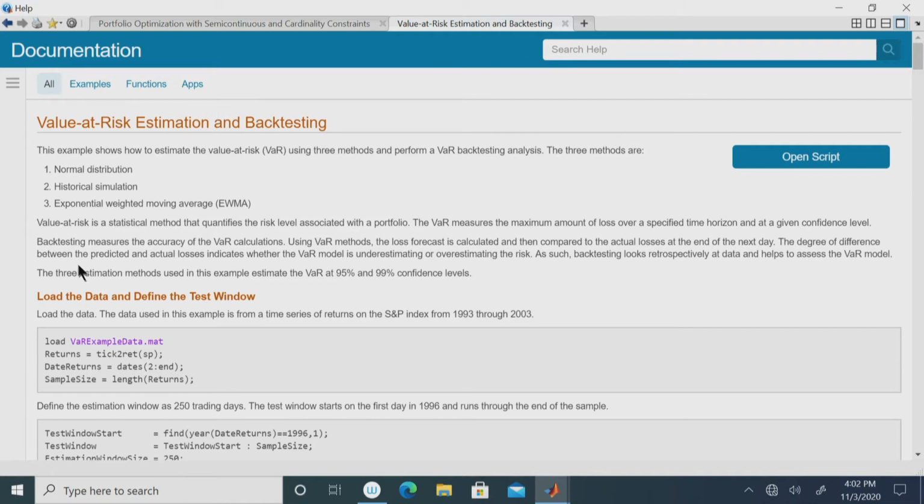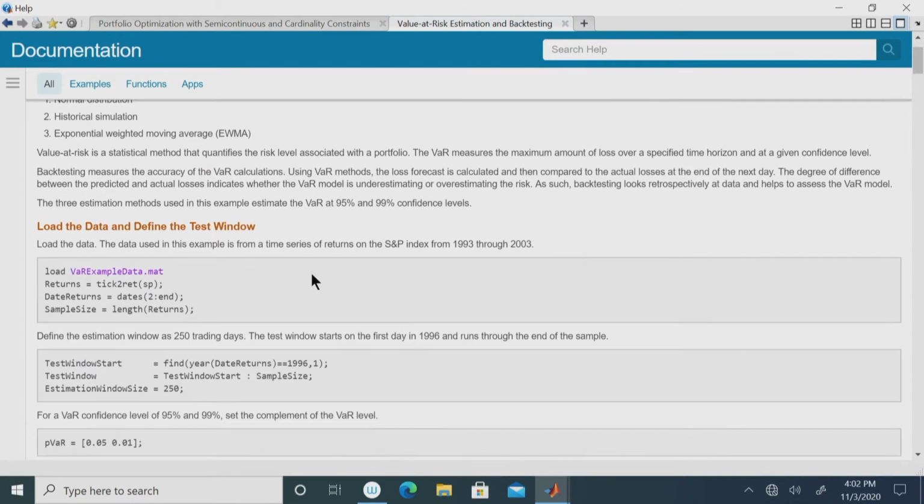So, the three estimation methods which will be used for illustrative purposes here will be done to estimate the value at risk at 95% and 99% confidence level. Accordingly, we start off by loading the data.